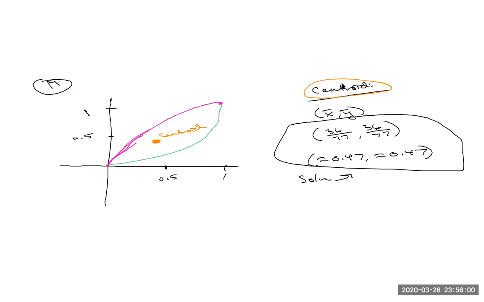Okay, so that covers the first example of when you have two functions that contain a region that you need to find the centroid for. I will give you guys another example in a little bit.